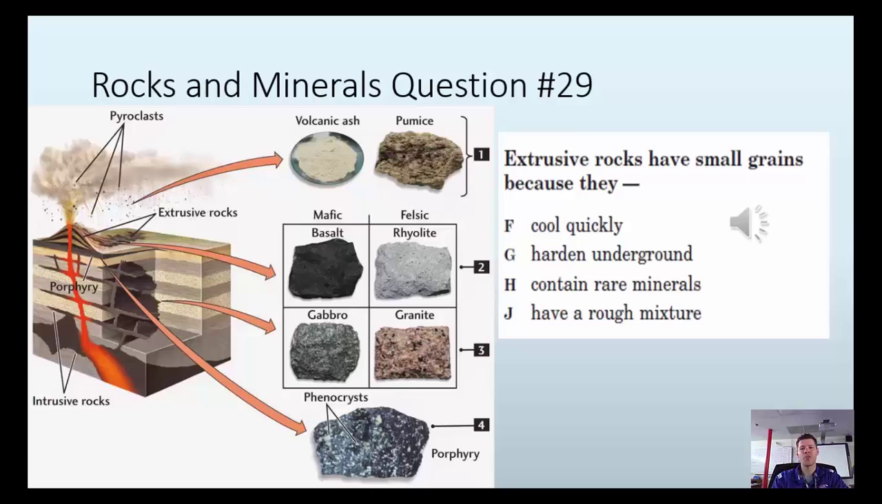Extrusive rocks have small grains because they cool quickly, harden underground, contain rare minerals, or have a rough mixture. Remember, extrusive rocks are the cooling of lava, so that's outside of the Earth's crust, and that does mean they will cool very quickly, F. And because they cool quickly, they have very small grain size, and remember, that also means the same thing as no crystal development, so small crystals. So our answer is F, they cool quickly.